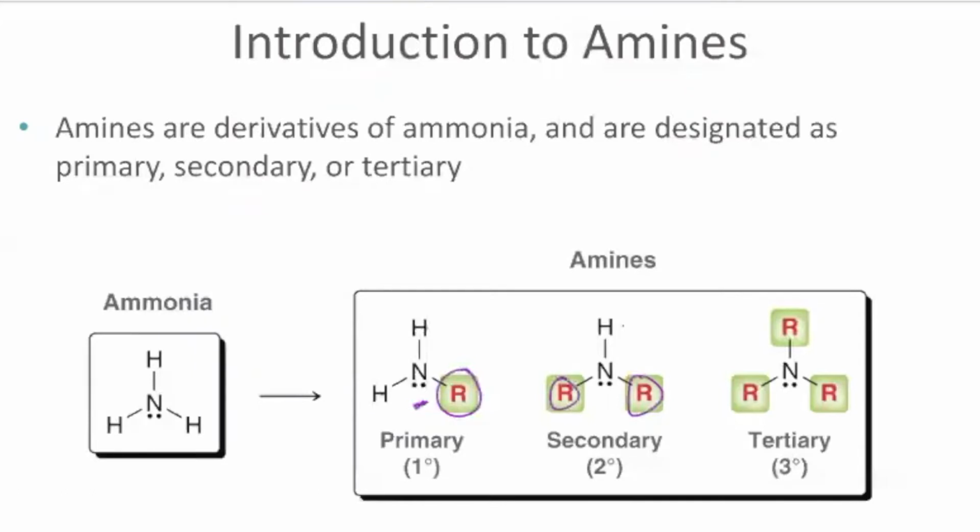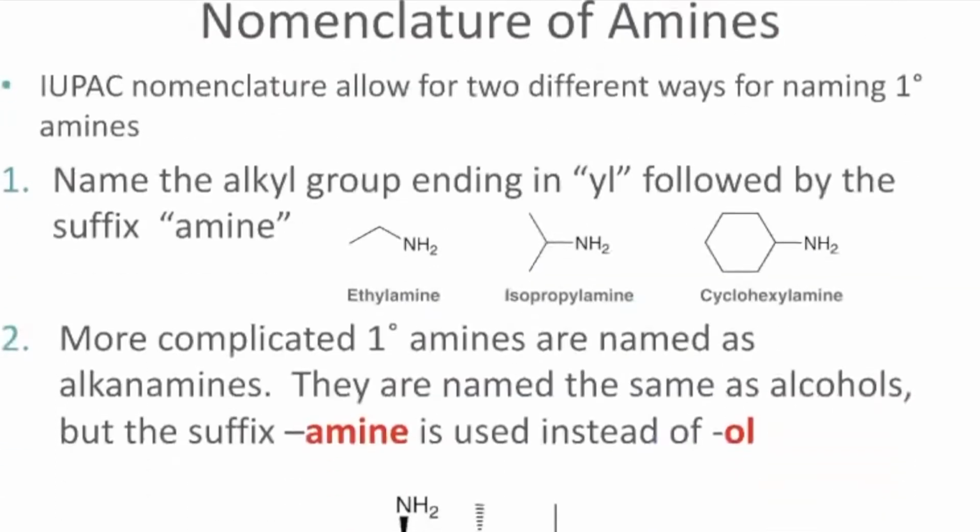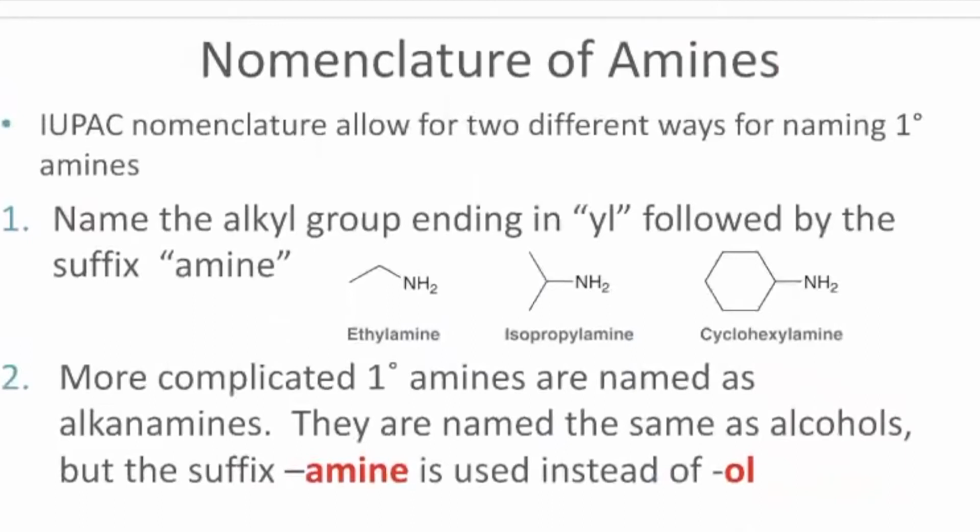This is very similar to how we name carbons as primary, secondary, and tertiary. So we needed to establish the primary, secondary, and tertiary before we started naming amines. For primary amines, it's very simple. We name the alkyl group that's attached to the nitrogen, followed by the yl, and then replace the suffix with amine. So this right here is an ethyl group, and so this is ethylamine. Here is an isopropyl group, so this is isopropylamine. Here is a cyclohexane group, and so this is cyclohexylamine.